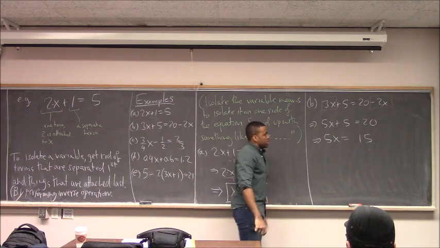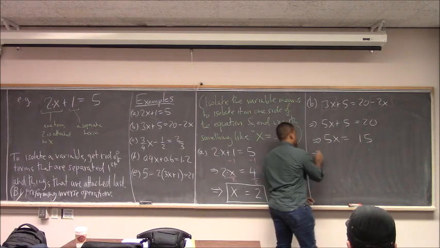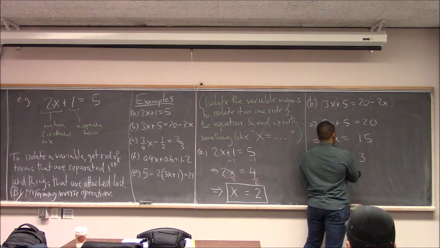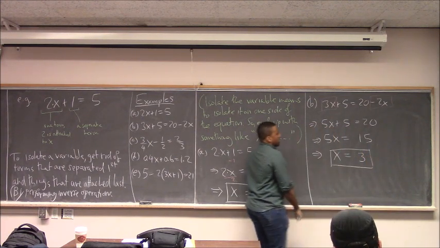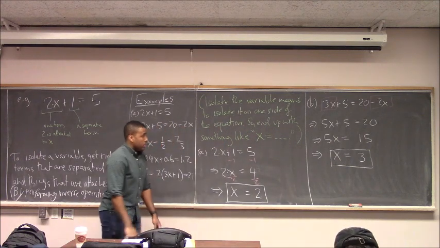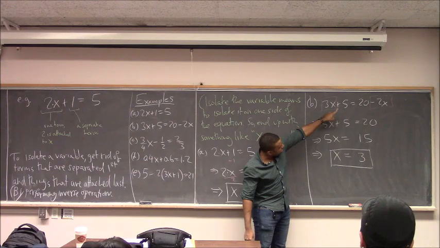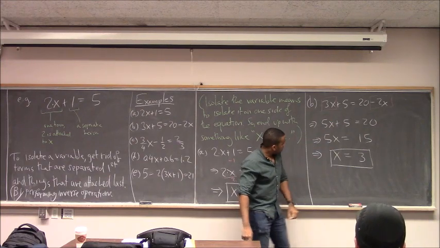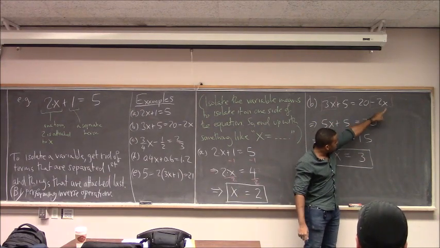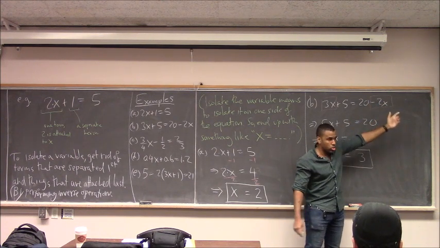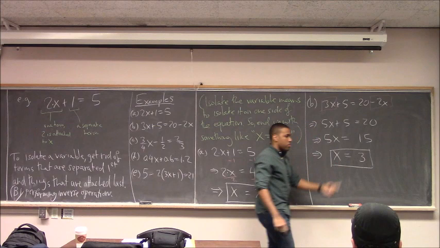Now we have a 5 attached to the x by multiplication. I can undo that by a division. And 15 divided by 5 is 3. So x equals 3 would be that solution. And you can check. 3 times 3 is 9, plus 5 would give you 14. If I plug in 3 here, 2 times 3 is 6. So this is -6, 20 minus 6 is also 14. So that statement is true if my x is equal to 3.